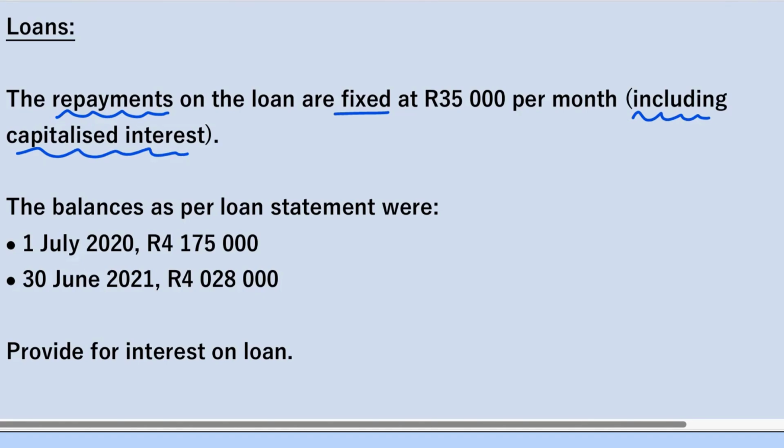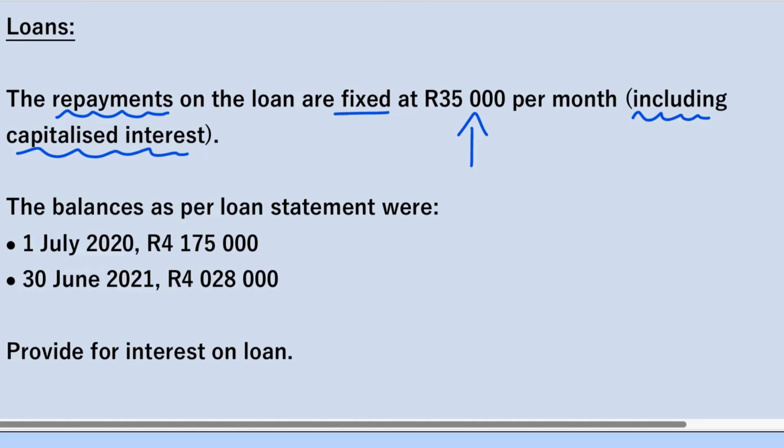Okay, what is capitalized interest? Capitalized interest means any interest that you're being charged gets added onto your outstanding loan, and you will pay that capitalized interest within the same year in which that interest gets charged to your loan, and that interest is paid through the fixed monthly installments that you pay back. Okay, so that makes quite an interesting calculation to get to the interest itself.